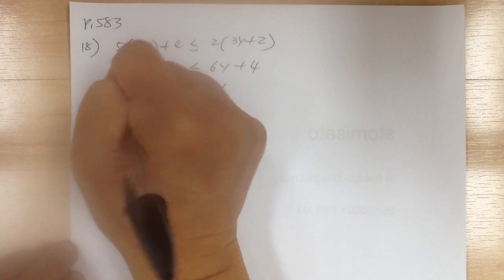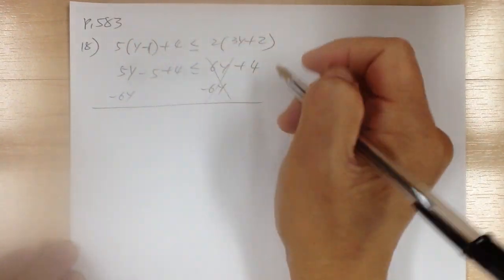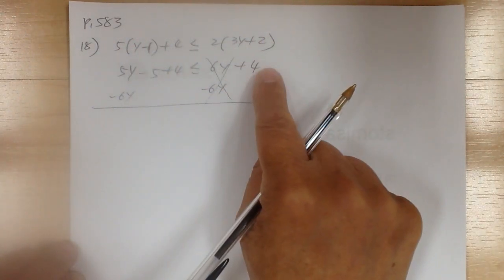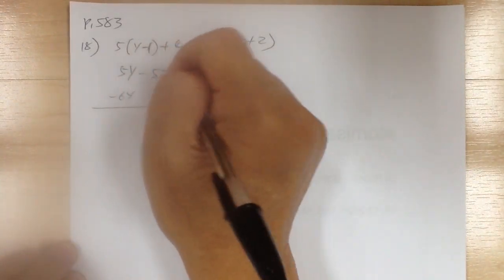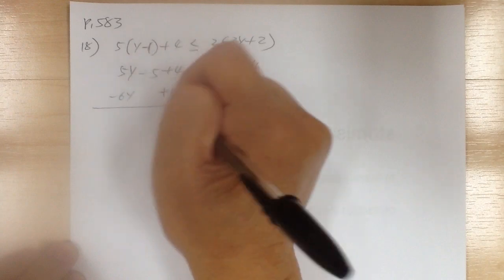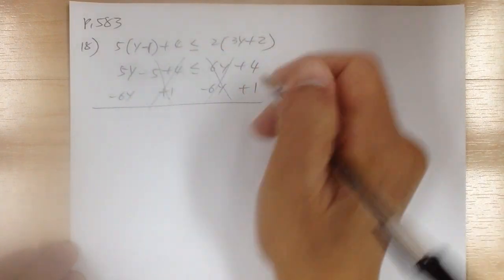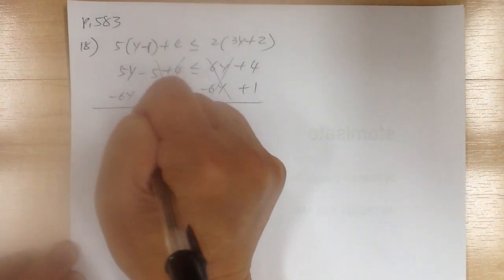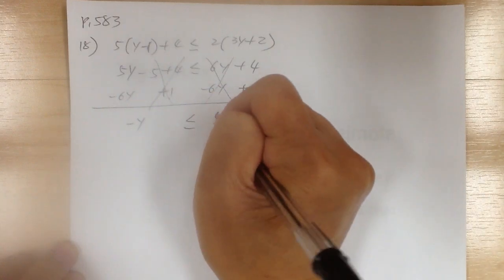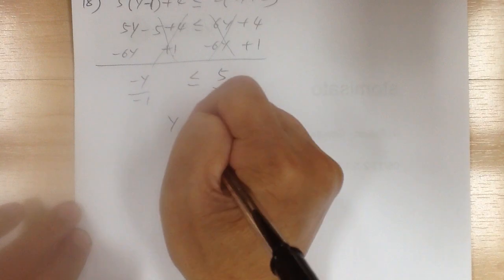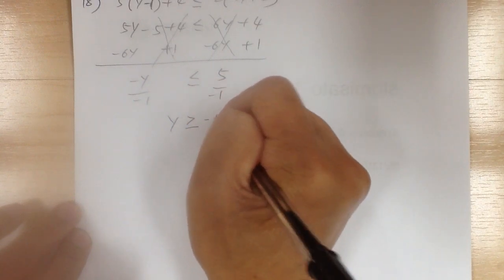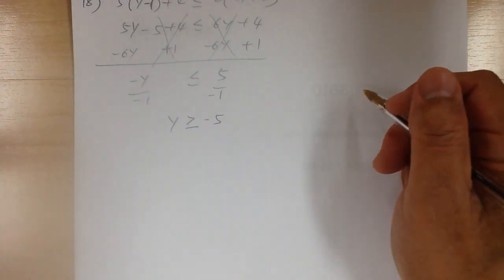Minus 6y on both sides to get rid of that. And I need to move this over. Okay, so I need to plus 1 so that I can get all this. So 4 plus 1 minus 5 will give you 0, right? So you need to plus 1. So from here, I get negative y is less than or equal to 5. Then you have to divide by negative 1. So I get y is greater than or equal to negative 5. Okay, so to graph that.